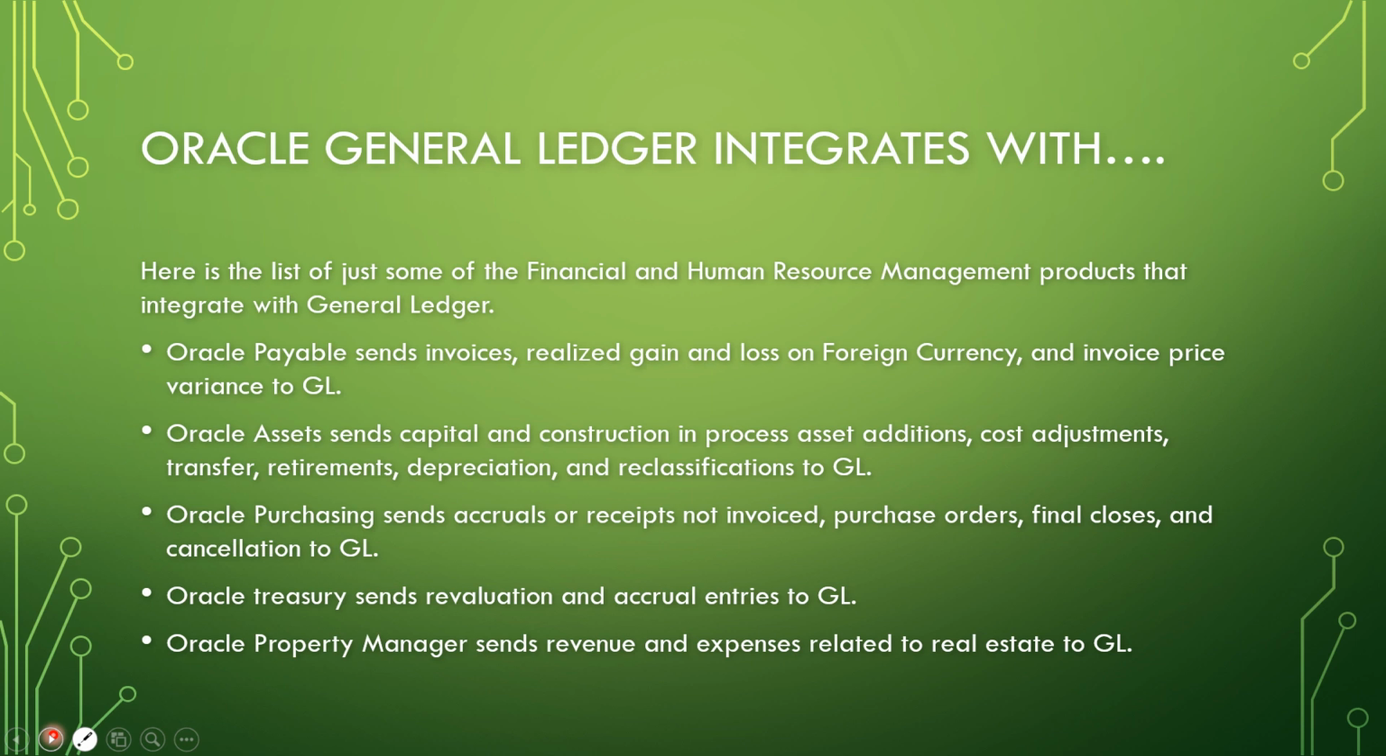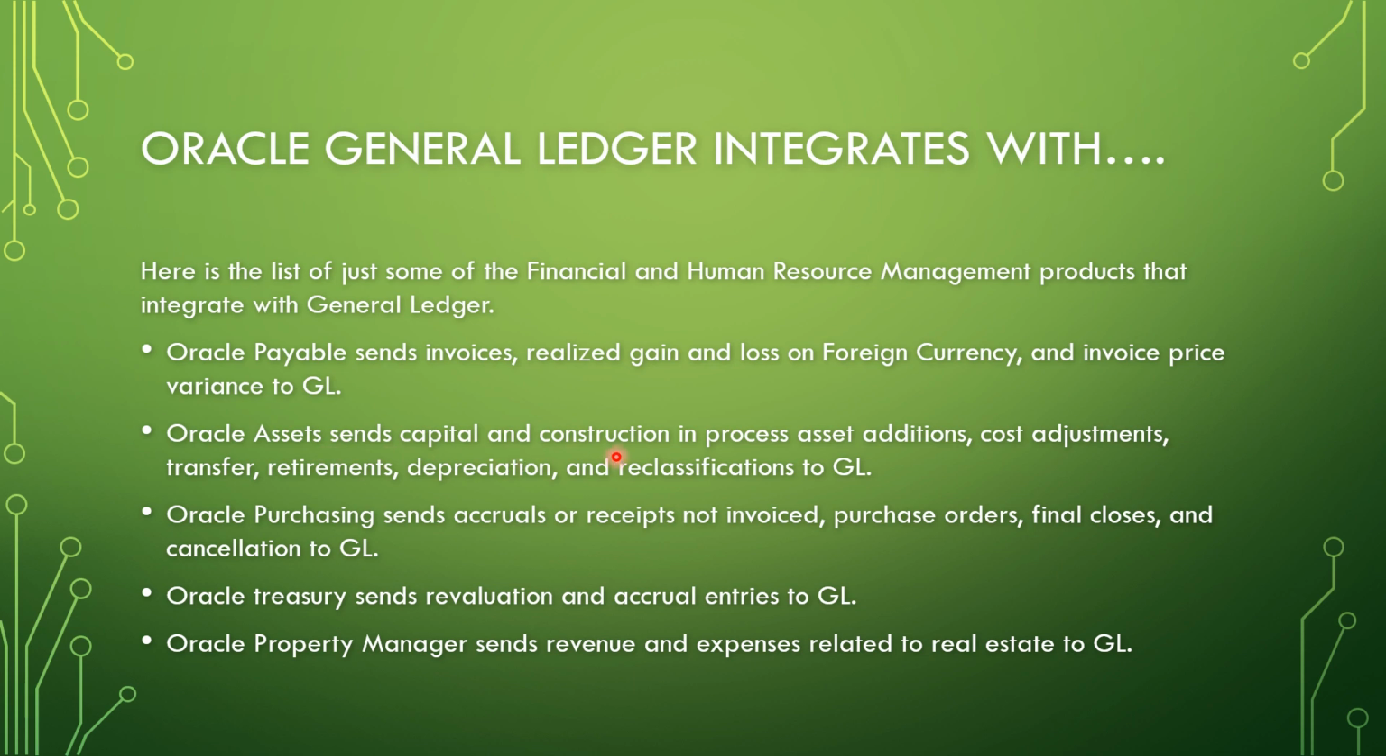Oracle General Ledger integrates with Oracle modules. Now we see a scenario. Oracle Payable sends invoices, realized gain and loss or profit. See the word realized gain. For invoicing, it happens in the profit and loss account. So it should be realized gain and loss on foreign currency. Invoice price variance, it will go to GL. All the accounting will flow to GL. So this is for payable.